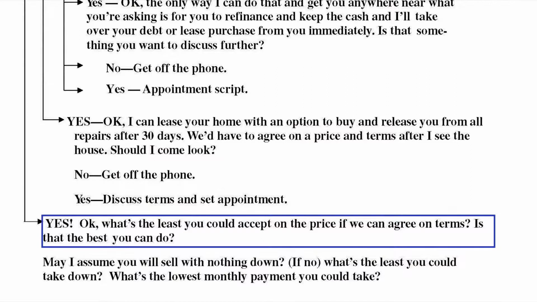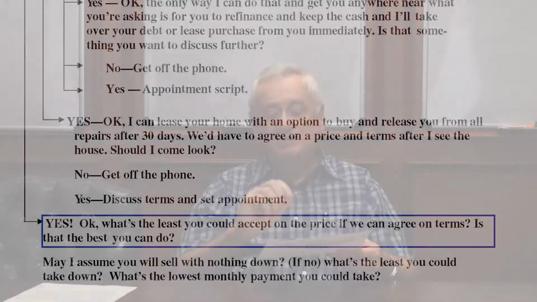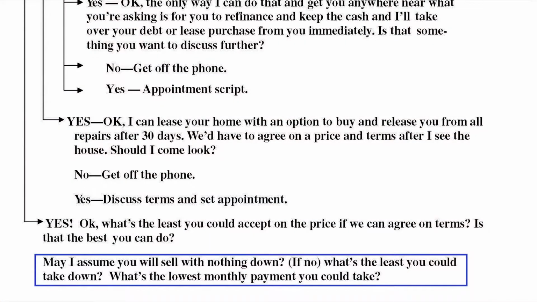Here's what the bottom of the script says. It says, okay, well, what's the least you could accept on the price if we agree upon the terms? Then you shut up and you let them speak. And then you say, well, is that the best you can do? And you shut up and you let them speak, and your number will likely come down. Stop there. Don't press them too hard here on the telephone, but now you know what's on the seller's mind. Now look right below that, and this is the key, important, killer question.